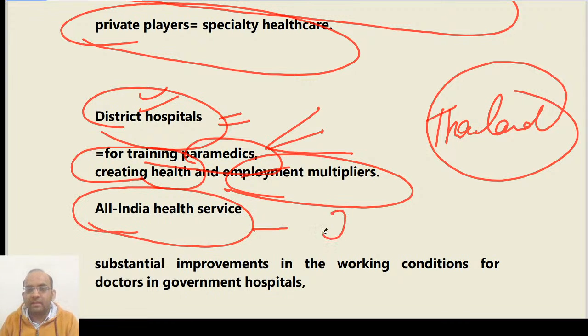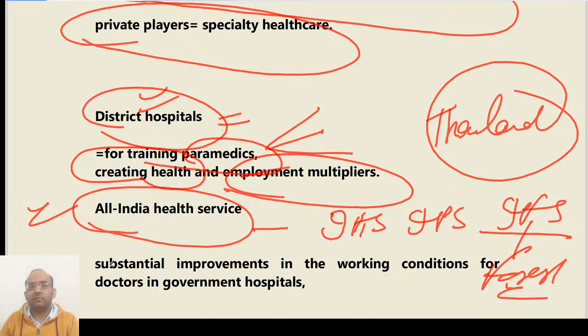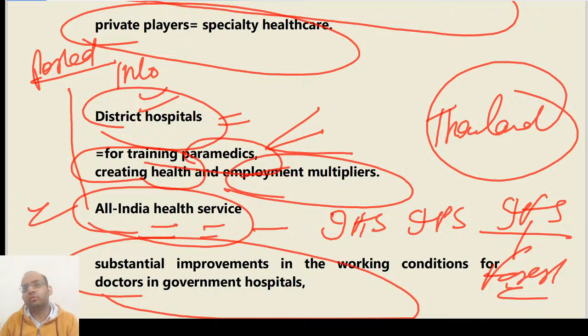Just like we have All India Services in the form of IAS, IPS and IFS. This IFS is not Indian Foreign Service, it is Forest Service. On similar lines, we need to create this All India Health Service, where an exam is conducted by the center, medical officers, that is basically the doctors, would be recruited, and these doctors would then be posted into states like Jharkhand, Chhattisgarh, etc. And we need to improve the working conditions for doctors in government hospitals.